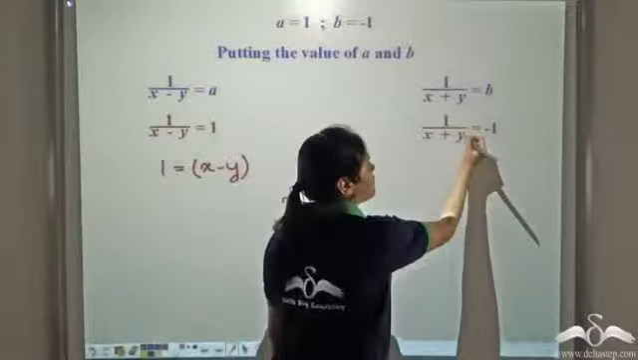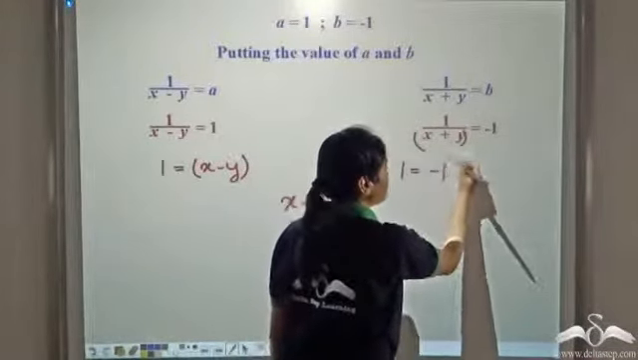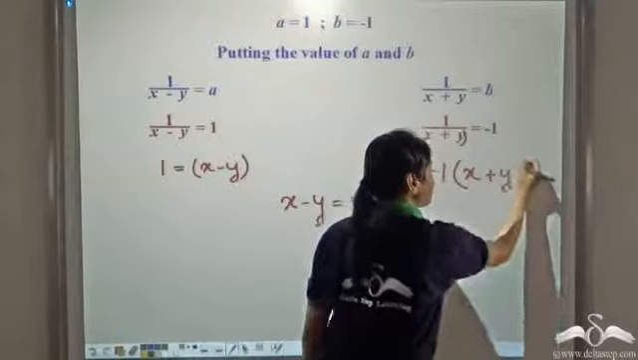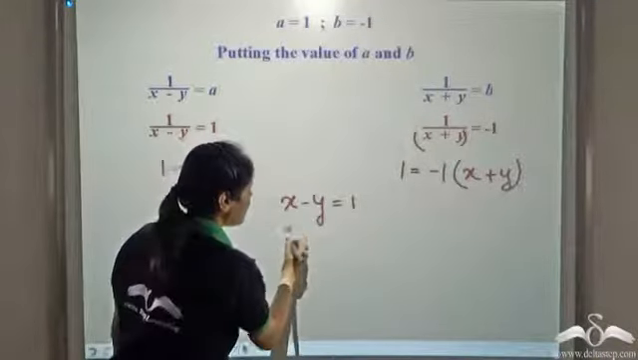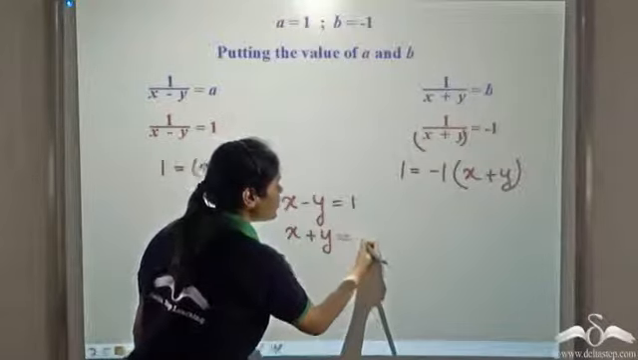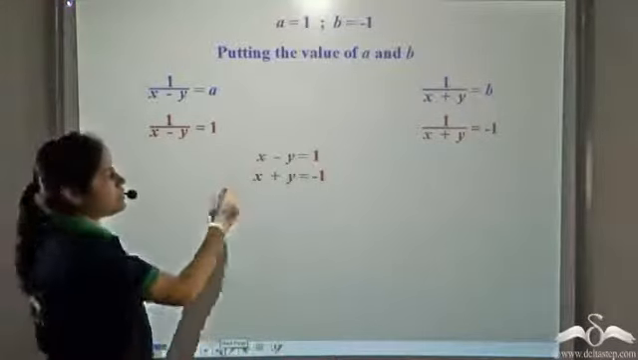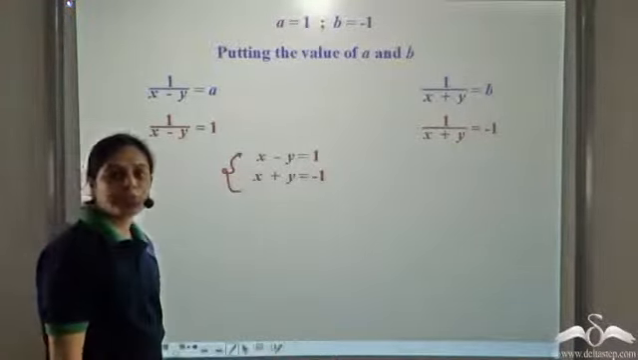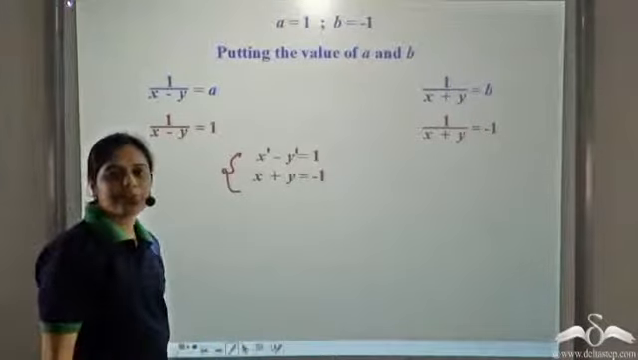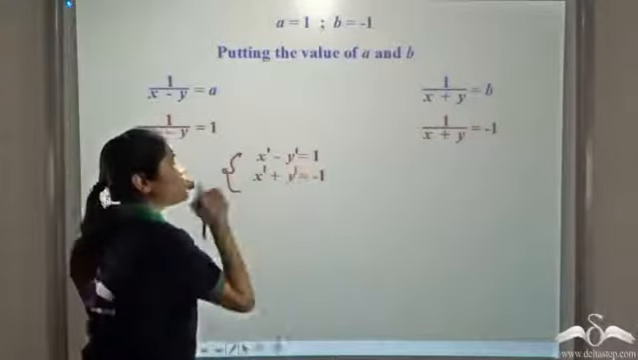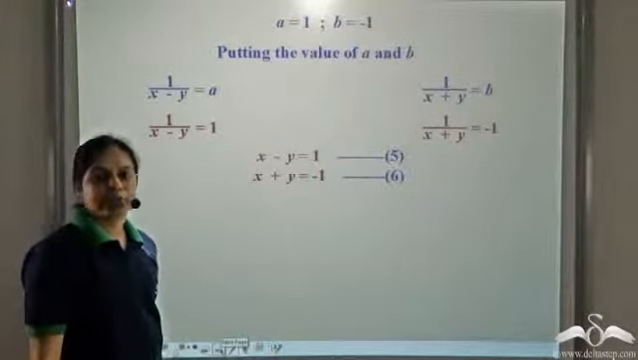Now if we transpose x plus y to the right hand side, we get 1 is equal to negative 1 into x plus y. If we multiply both the sides by negative 1, we get x plus y is equal to negative 1. So now these are two equations in two variables. Also, these are linear equations because power of x and y is 1 in this equation. Also power of x and y is 1 here. So let us call them equation 5 and equation 6.